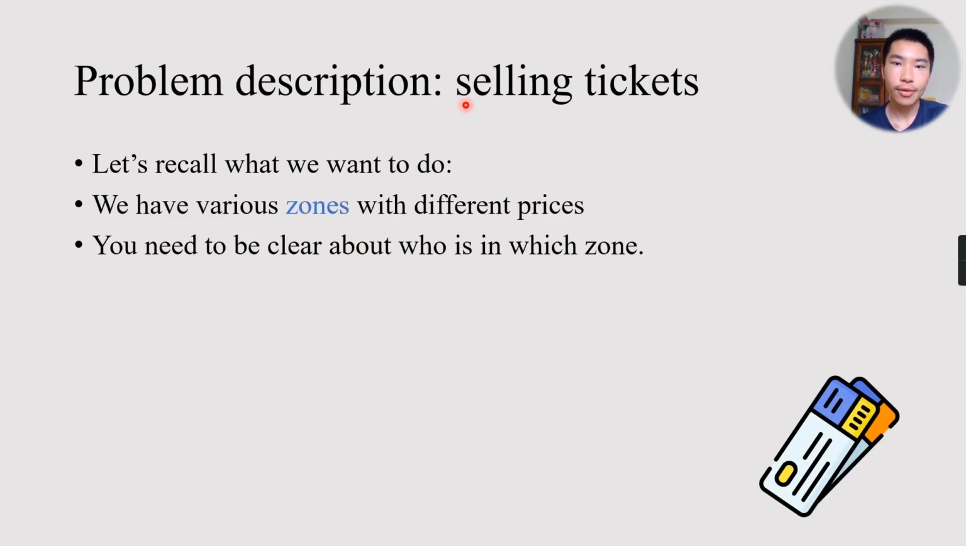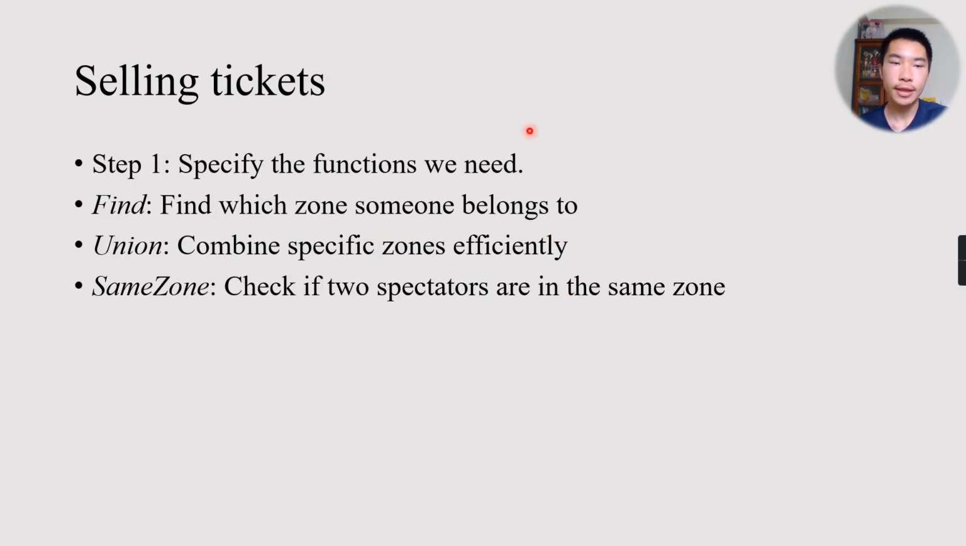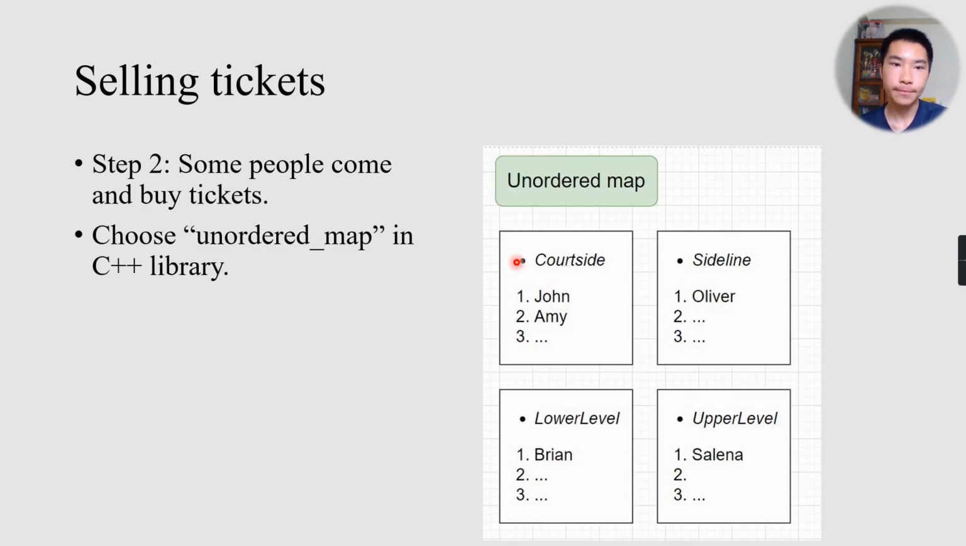Now, let's recall our problem of selling tickets. We have various zones with different prices, and we want to be clear who is in which zone. The first step is to specify the functions we need. So we need find to see which zone someone belongs to. We need union to combine specific zones efficiently. For example, if we want to combine the upper level and the lower level, then we can do it very soon. Then we have same zone to check if two people came from the same zone.